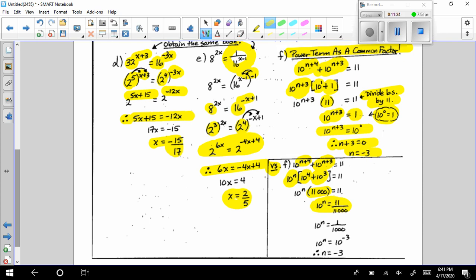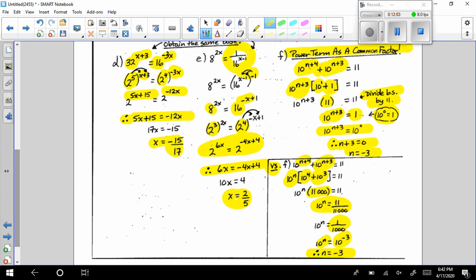But 11 divided by 11,000 simplifies to 1 over 1,000. And again, I want to express that as a power with a base of 10. So 1/1000th is 10 to the power of negative 3. And at this point, I have a single power term on each side with the same base, and the exponents are equal to one another. So n equals negative 3.